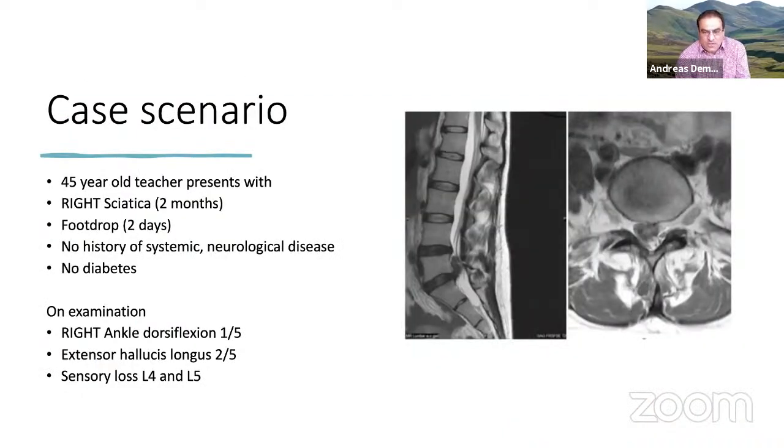I will share with you this case of a 45-year-old teacher who presents with a 2-month history of sciatica and a 2-day history of painful foot drop in the absence of any systemic disease, neurological disease, or diabetes. So it was clear that there was a combination of radicular pain plus foot drop. On examination, she had right ankle dorsiflexion weakness, 1 out of 5 on the MRC grading scale. The EHL, extensor hallucis longus, was only 2 out of 5, and there was a combination of partial sensory loss in right L4 as well as right L5 territory.